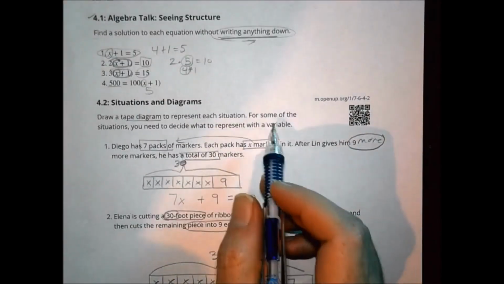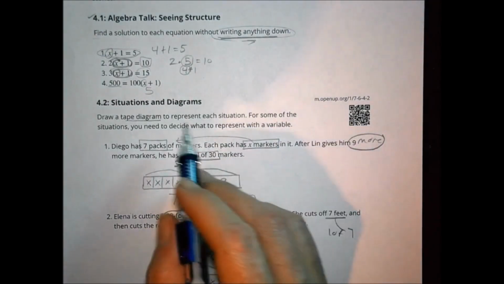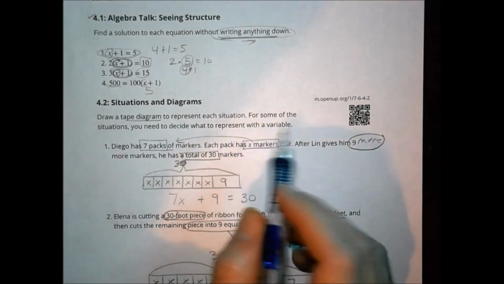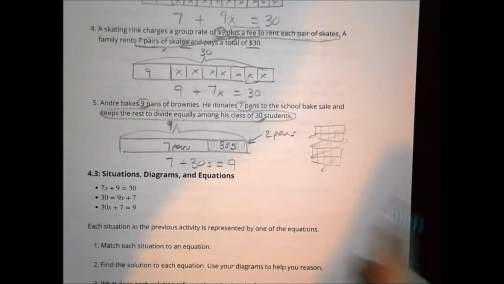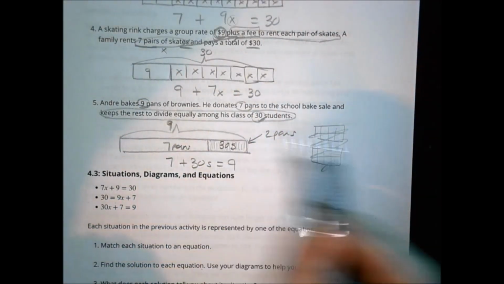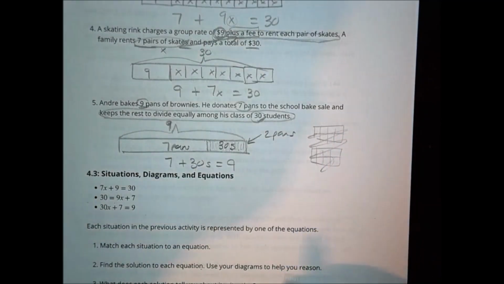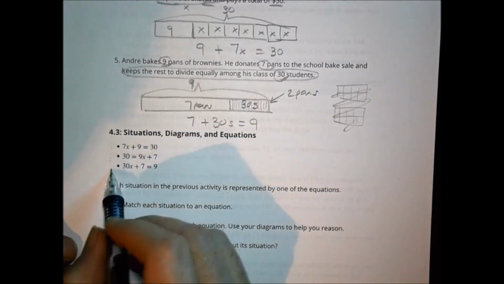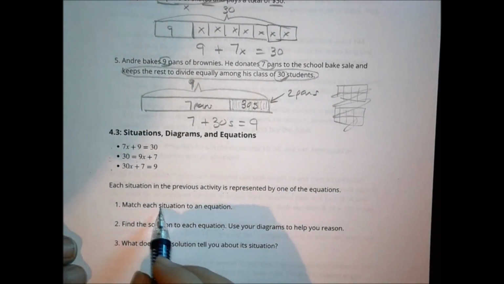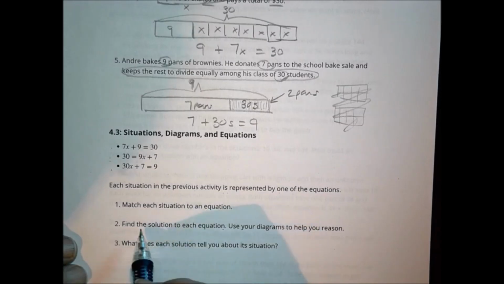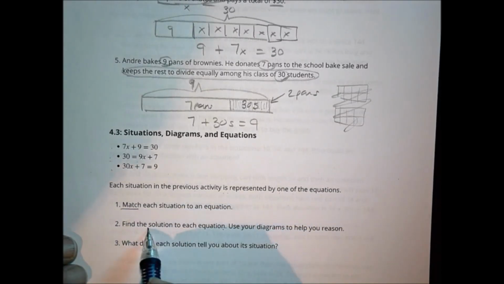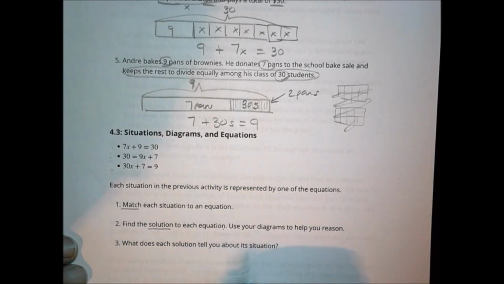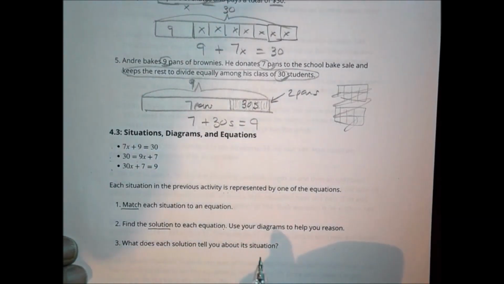Now, the next thing it wanted us to do here is it did say, for some of the situations, you need to decide what to represent with a variable. So we did that already. We talked about what our variable represents, so we're okay right there. Now, when we get to 4.3, this next section, it says that each situation in the previous activity is represented by one of the equations. So we have 3 equations right there. Match each situation to an equation, and then find the solution. So we're going to match, find a solution, and then we're going to just talk about what it says for each one of the situations there.